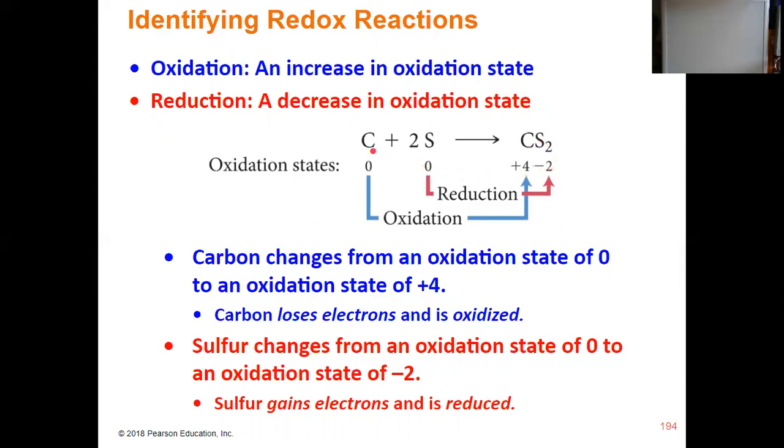All right, so our carbon is going from 0 to +4. That's an increase in oxidation state. That is another definition of oxidation. The sulfur goes from 0 to -2. That is a decrease in oxidation state, which is another definition of reduction. So you have to be familiar with both definitions of oxidation and reduction. Oxidation means losing electrons, but it also means an increase in oxidation state. Reduction means gaining electrons, but it also means a decrease in oxidation state.